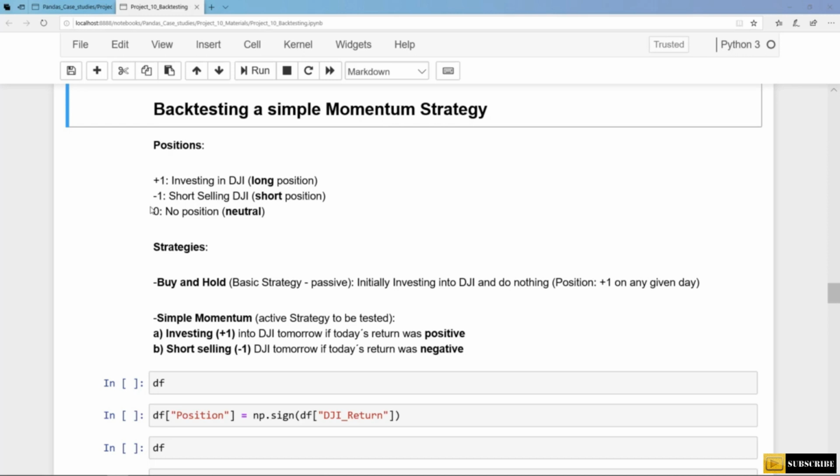In this lecture we will backtest a simple momentum strategy. But before we start coding, first of all I want to define some finance and investment terms that I will frequently use in the coding part.